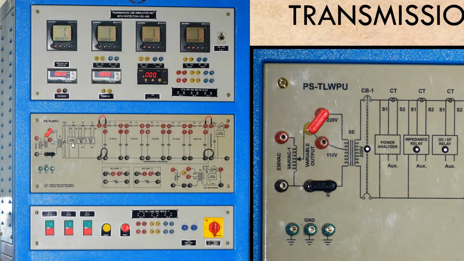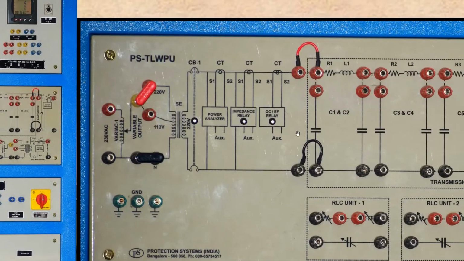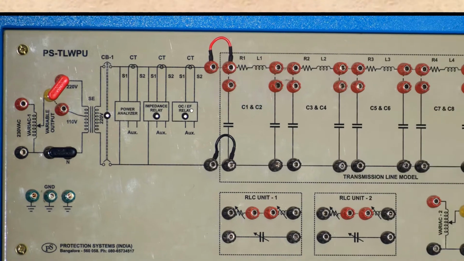So as we know, the first power analyzer is connected at the sending end of the transmission line. As you can see, this symbol shows the power analyzer is connected at the sending end. It is connected internally, so we don't need to connect anything here to measure the sending end parameters. This analyzer will directly tell you the sending end parameters. And we have an impedance relay, which is not useful for this experiment. We also have the overcurrent and R4 relay, which is also not useful for this experiment.